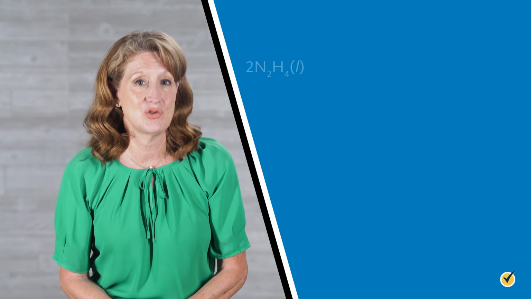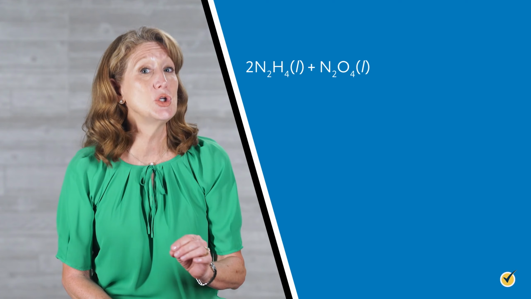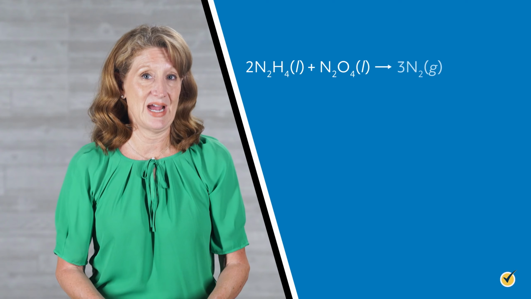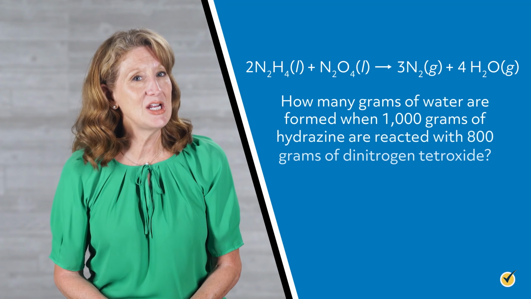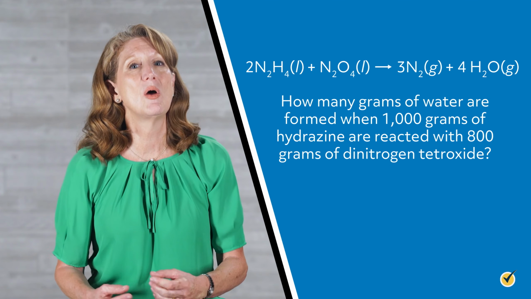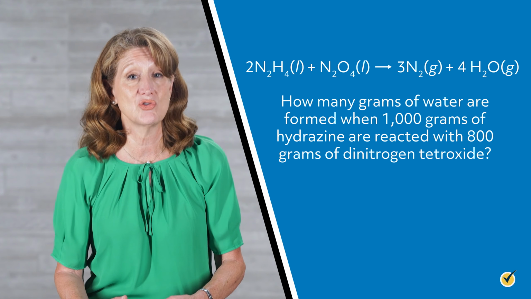In practice, however, we often add 1 reactant in excess because reactions never go perfectly, or maybe we're taking advantage of Le Chatelier's principle. In those scenarios, we need to calculate the limiting reagent, which also requires the use of the stoichiometric factors. Let's run through another example together. Consider the reaction of hydrazine, N2H4, with dinitrogen tetroxide, or N2O4, to form nitrogen gas, N2, and water, H2O. How many grams of water are formed when 1,000 grams of hydrazine are reacted with 800 grams of dinitrogen tetroxide?